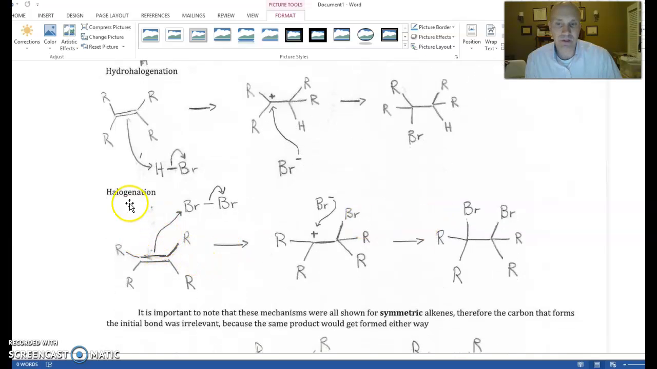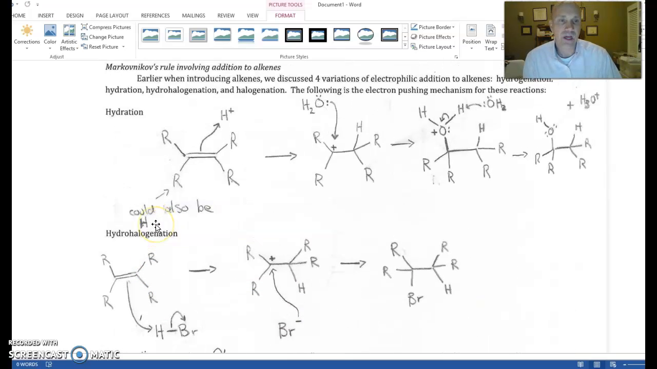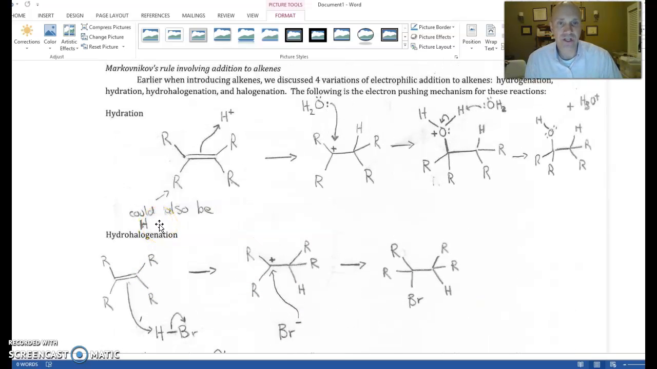And the last mechanism is going to be for the halogenation. So you get attack of this bromine right here. These electrons go onto this bromine, creating a bromide ion, which then attacks that resulting carbocation, giving this product right here. Again, we did not do a mechanism for hydrogenation because it occurs through a slightly different mechanism.